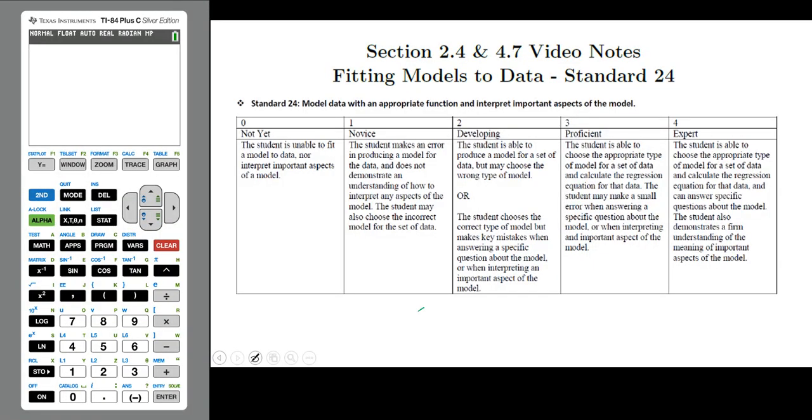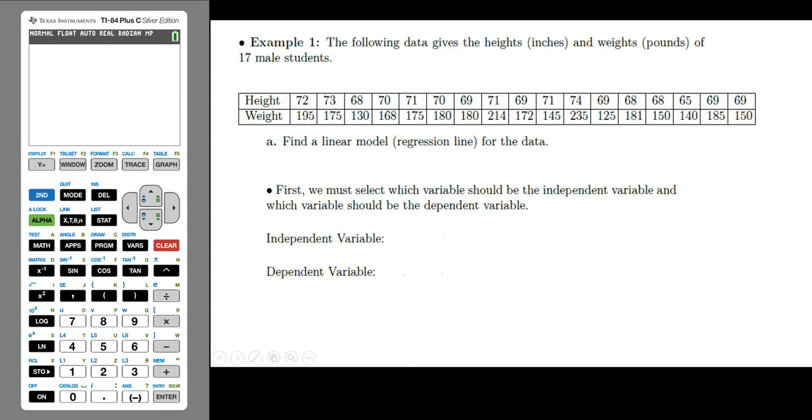In this video, we're going to go through the motions of taking a data set, entering it into our calculator, deciding what type of model best works with it, and then producing that model using technology. So let's start with this example. It says the following data gives the heights and weights of 17 male students, and wants us to find a linear model or regression line for this data.